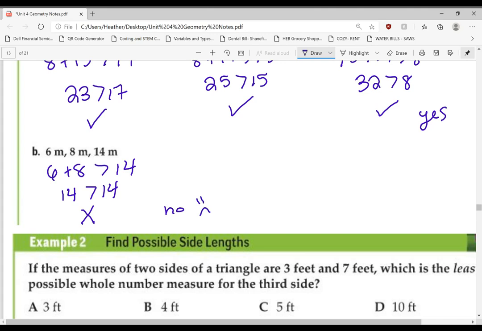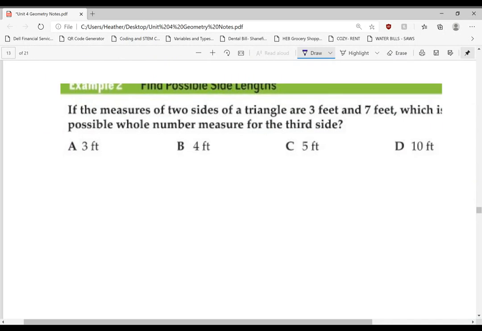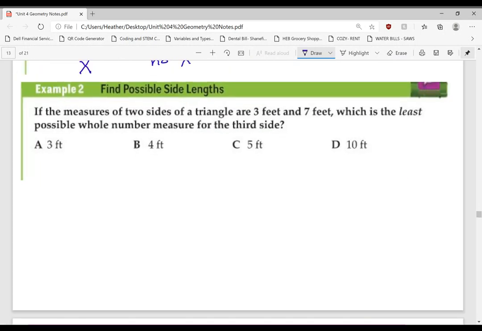Okay, let's look at example 2. If the measures of two sides of a triangle are 3 feet and 7 feet, which is the least possible whole number measure for the third side? So in order to do this, we need to set up our inequalities. We can have our three sides, which are going to be 3, 7, and x, because we don't know what that x value is. So we have 3 plus 7 is greater than x, 3 plus x is greater than 7, and x plus 7 is greater than 3. Now let's solve all of these for x and see what we get.